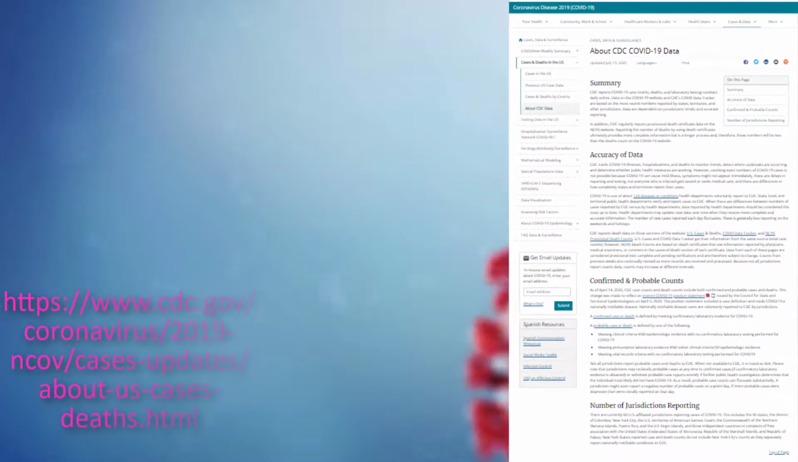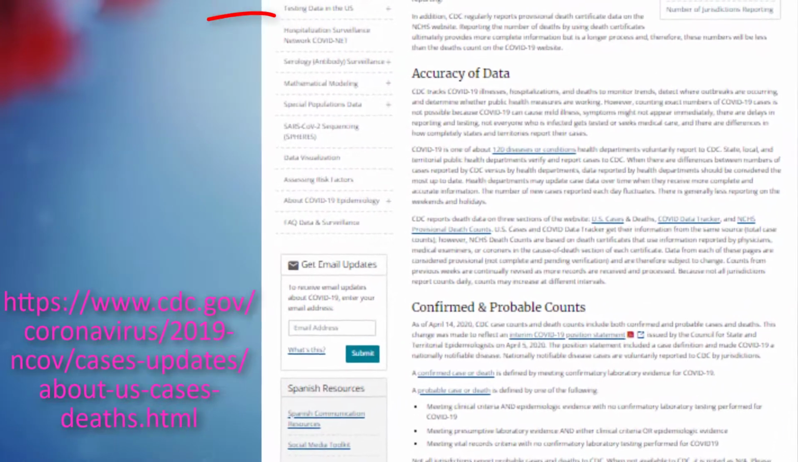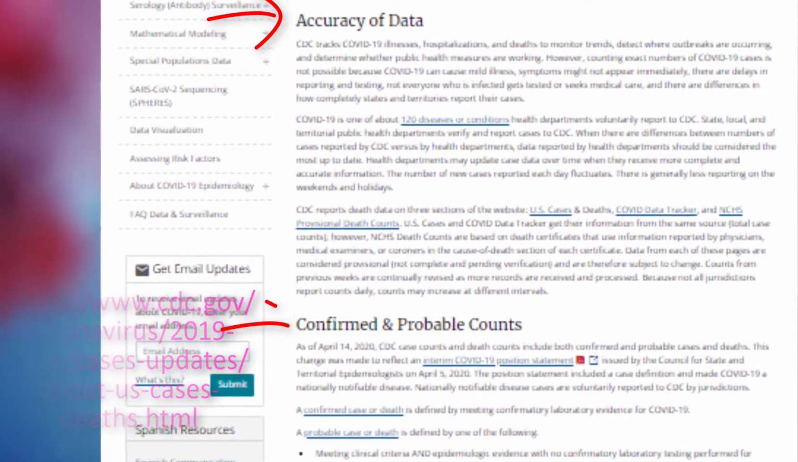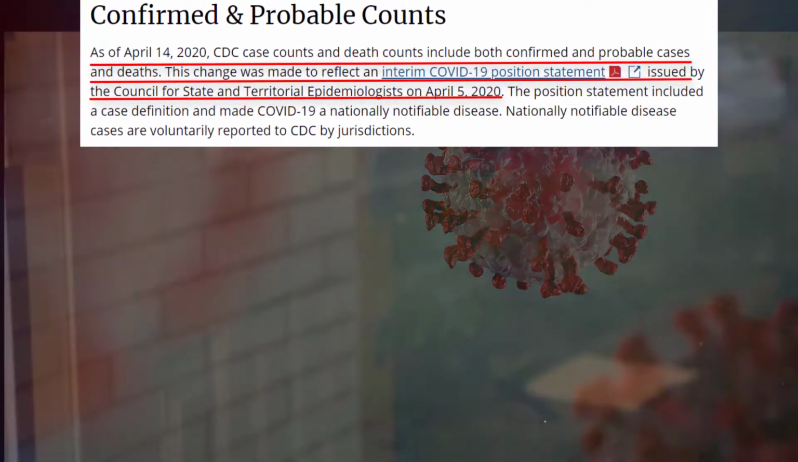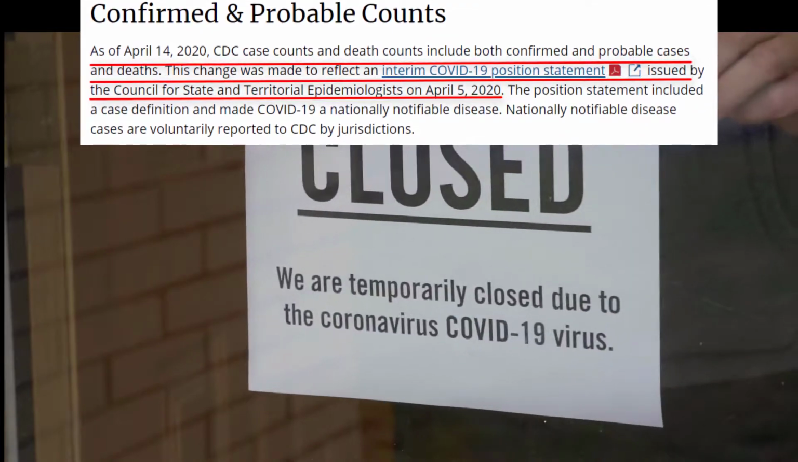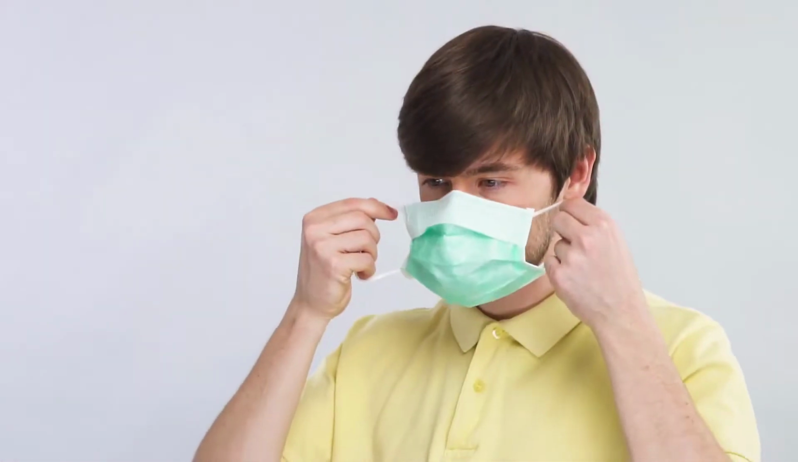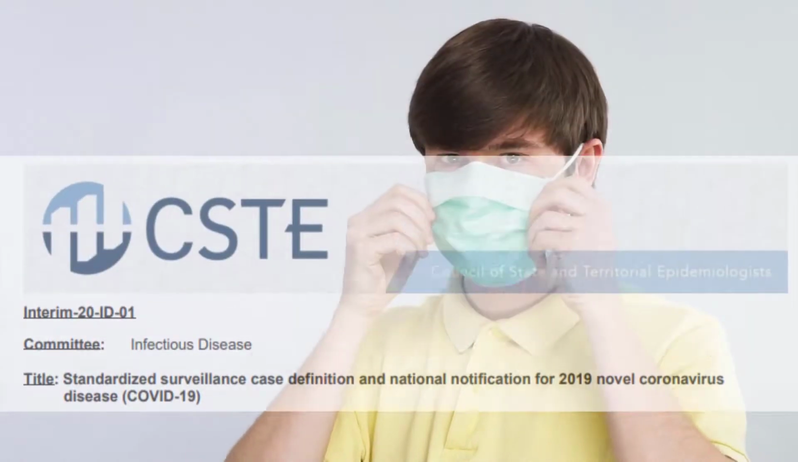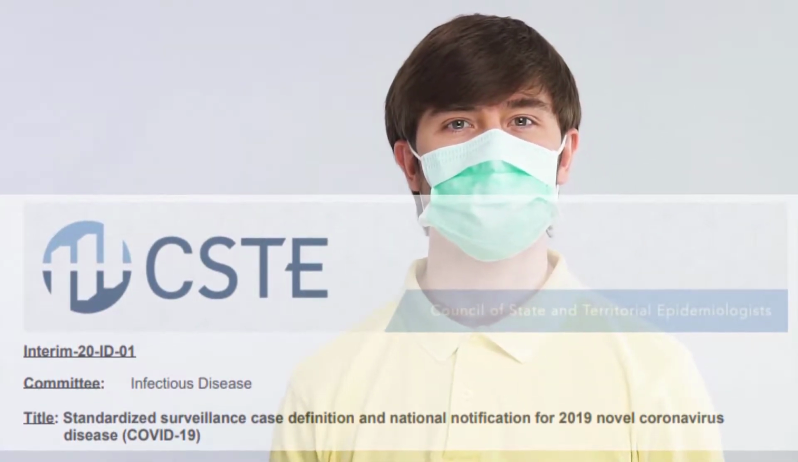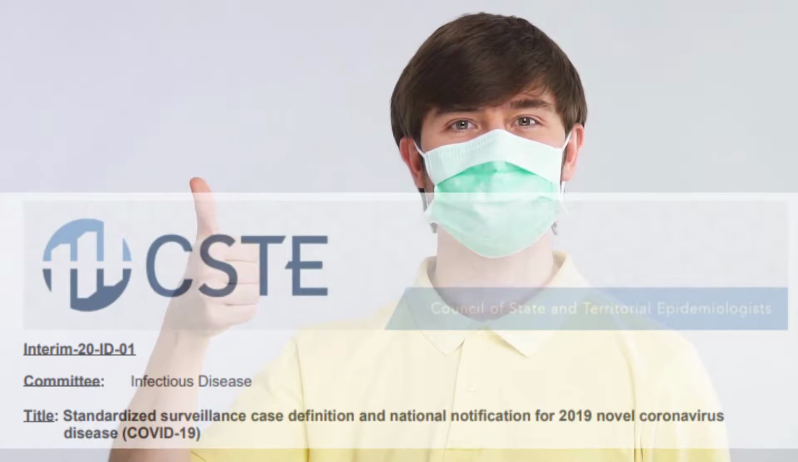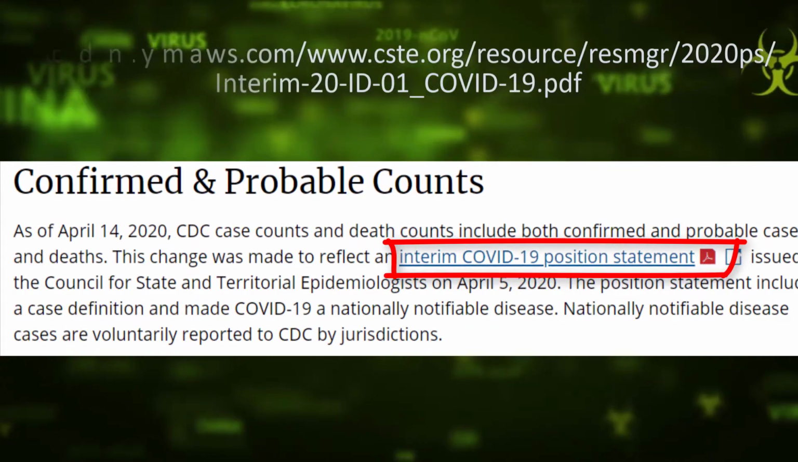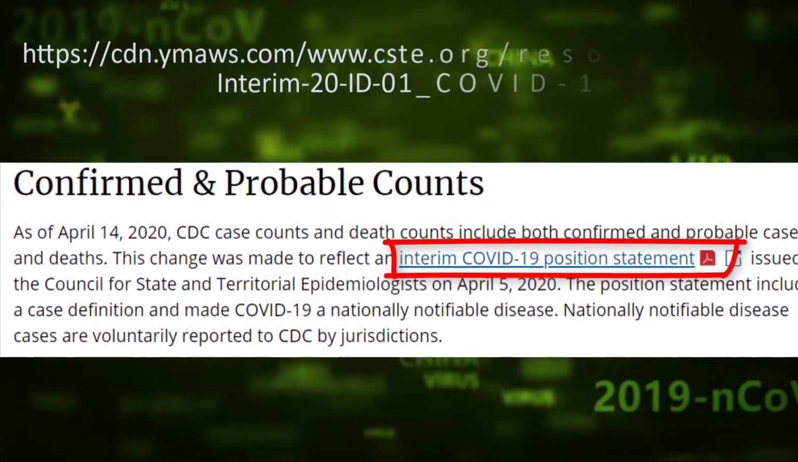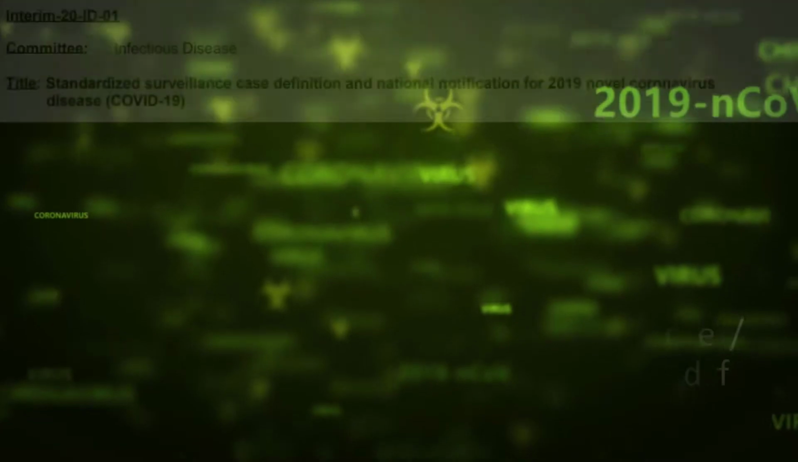On this page, you will find a section titled Accuracy of Data and Confirmed and Probable Counts. According to the CDC website, CDC case counts and death counts include both confirmed and probable cases and deaths. This change was made to reflect an interim COVID-19 position statement issued by the Council of State and Territorial Epidemiologists on April 5, 2020. Let's take a look at the link that provides information on what is being counted currently under COVID-19 cases and COVID-19 deaths on the CDC's website.